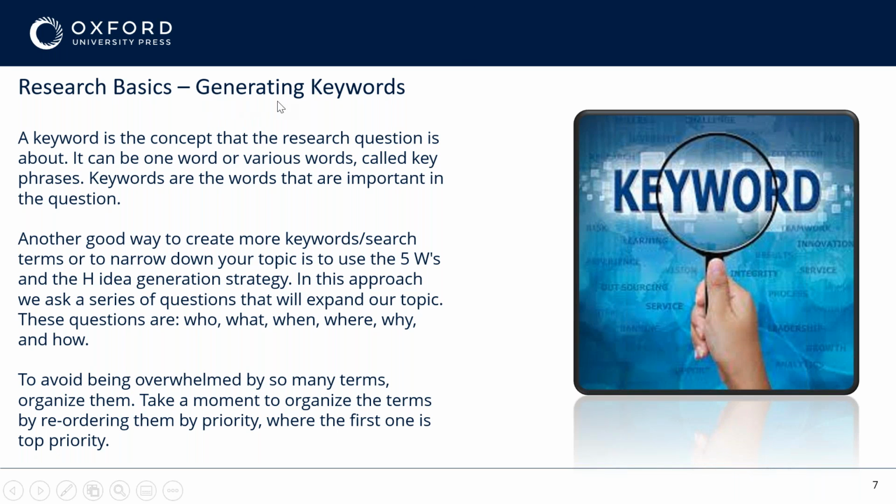How would you generate keywords? The most important thing in doing a smart search, in doing a proper research, is choosing the right keywords. What is a keyword? A keyword is the most important part of your research question. What is it that you are looking for? It could be one word, it could be many words. If there are many words, they're called key phrases. And it is most important for you to choose the right keyword.